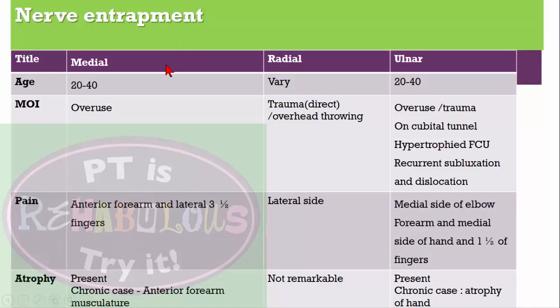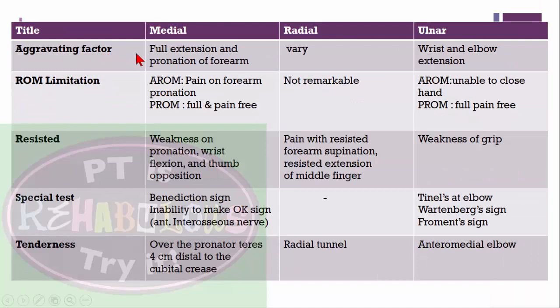If the median nerve is involved, age is commonly 20 to 40 years. Mechanism of injury is overuse. Pain is located on the anterior forearm and lateral 3.5 fingers. Atrophy is present in chronic cases, especially of the anterior forearm musculature. Aggravating factors are full extension and pronation of the forearm. Range of motion: the patient has pain in forearm pronation in active range of motion, while passive range of motion is full and pain free. On resisted isometric testing, there is weakness in pronation, wrist flexion, and thumb opposition.